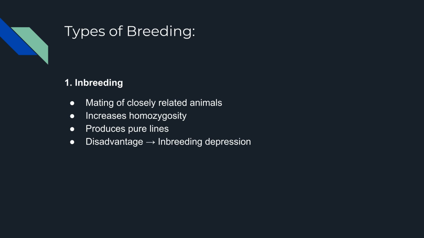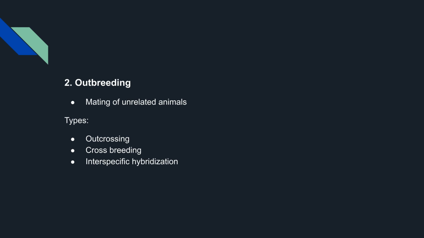Inbreeding is the mating of closely related animals, which increases homozygosity and produces pure lines. A disadvantage is the possibility of inbreeding depression. Outbreeding is the mating of unrelated animals. Its types include outcrossing, crossbreeding, and interspecific hybridization.